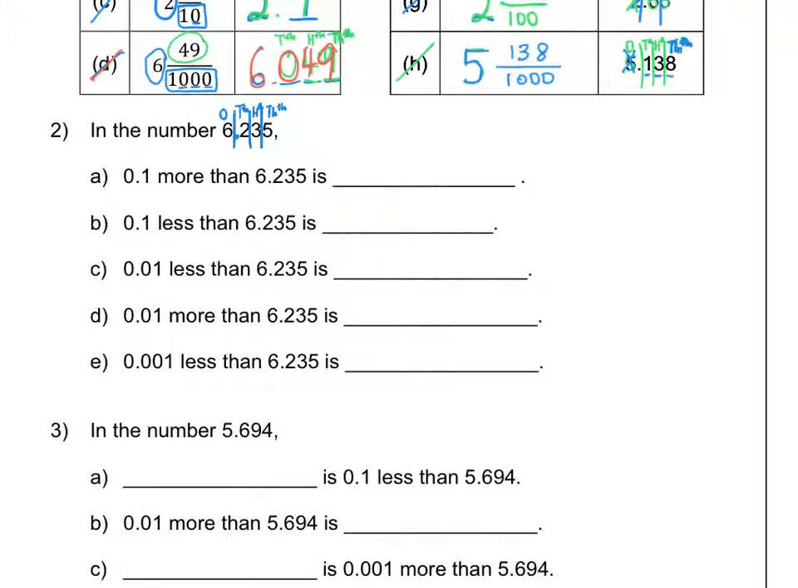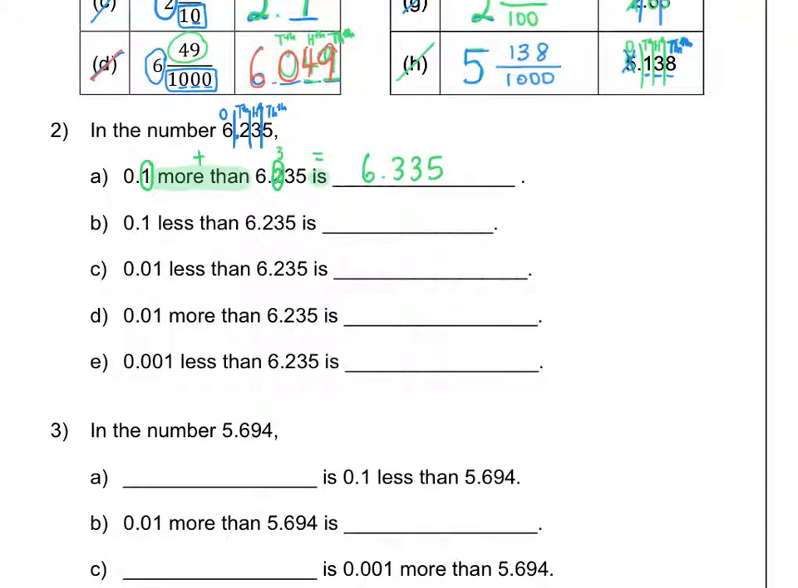Okay, so for part A, 0.1 more than 6.235 is what? So we know that more than means we have to plus, is means equal. So if we are looking at 0.1 plus 6.235, okay, 0.1, this is in the tenths place. So this digit here will actually increase by 1. So from 2, it becomes a number 3. So the answer should be 6.335.